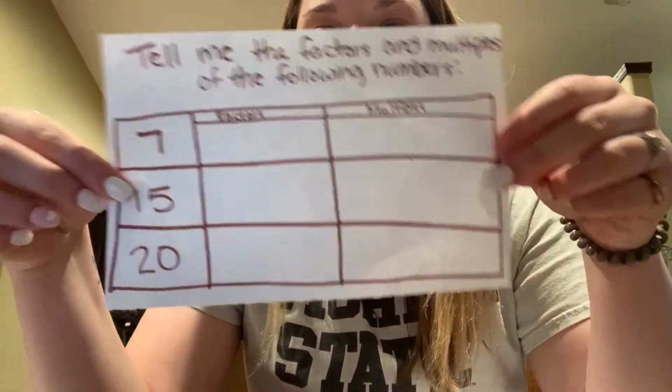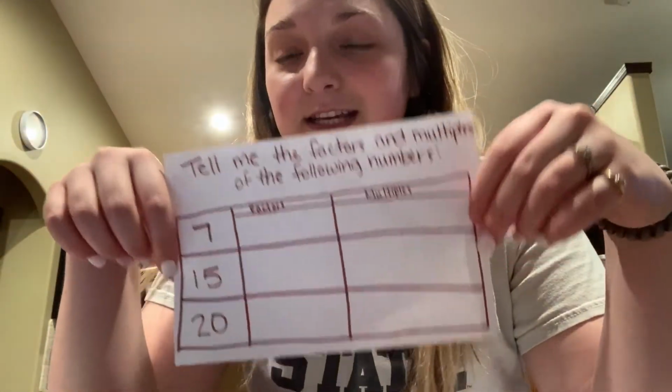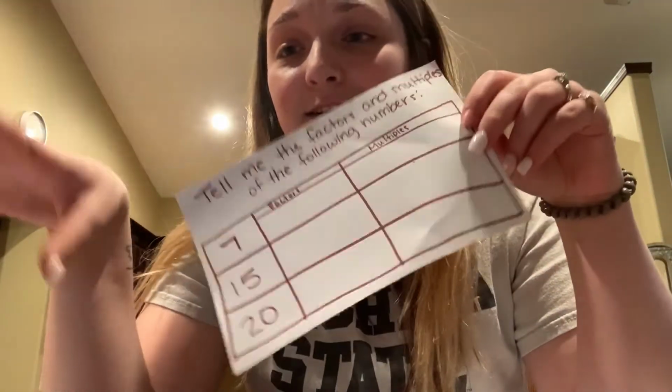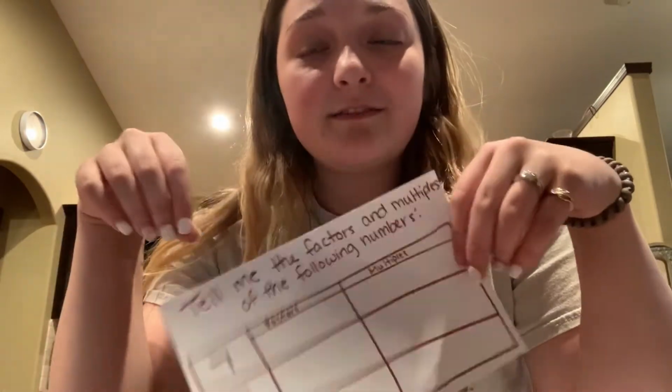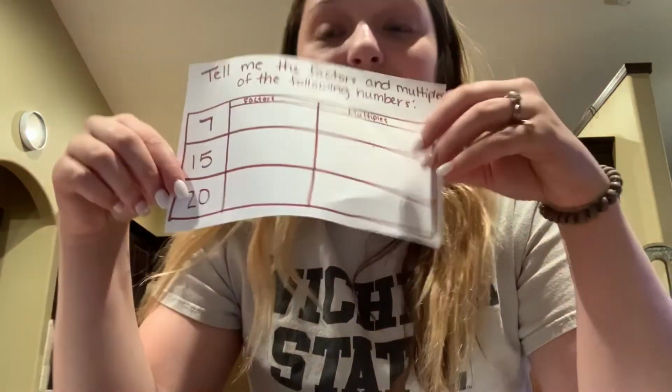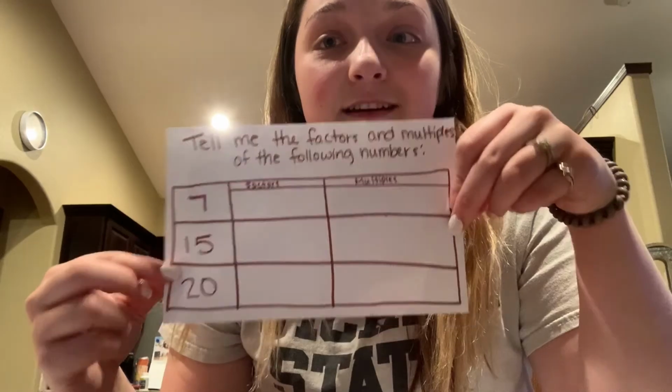Their factors and multiples exit ticket looks just like this. It's just like the worksheet they just did. They can use their tiles if they need to. They can use whatever they think they need to finish this. They just have to hand this to me by the end of the lesson.